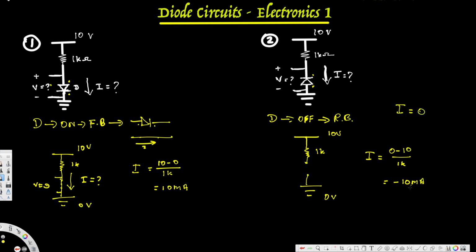So this is wrong, right? And the voltage across here is going to be 10 volts. That's how we got 10 minus 10 divided by 1K. That's going to give us 0 amperes.